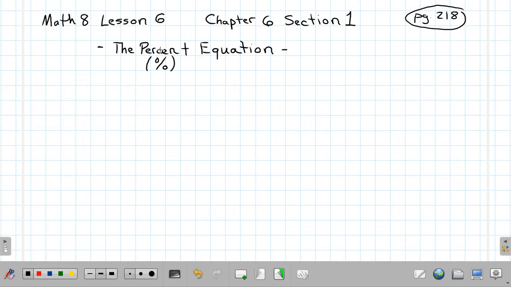And what I mean by that is, okay, let's say you ate 50% of your candy bar, okay? Well, that means you ate half of your candy bar. You have 50% left. You ate 50%, okay? If you ate 25% of your candy bar, that means you ate 1/4 of your candy bar. That means you have 3/4 of your candy bar left, or 75% of your candy bar left, okay?